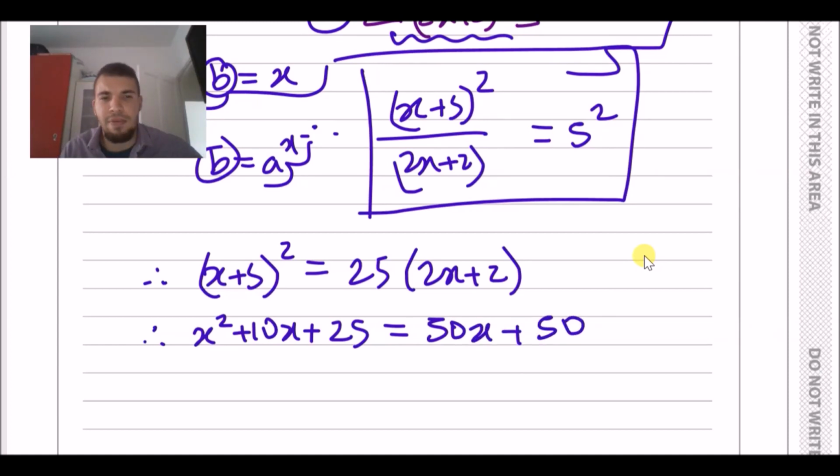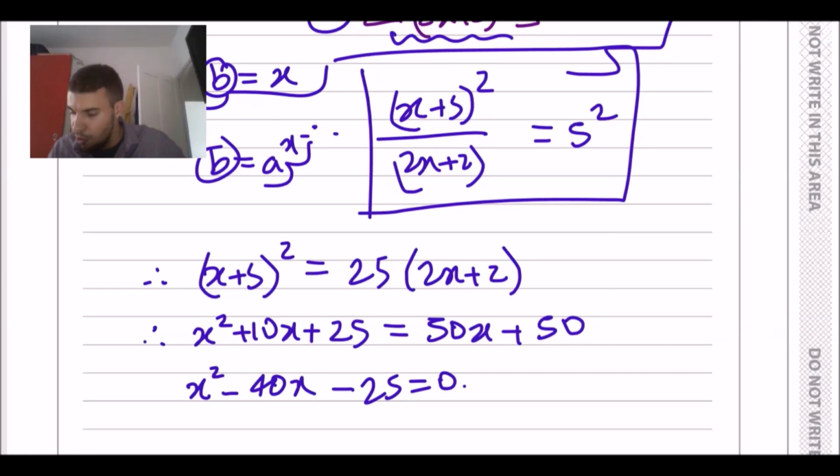Okay, so now we see something. We can see that we're producing a quadratic equation, yeah? So we've got an x squared term, a regular x term, and a number term. Let's throw everything on the other side, yeah? So I'm going to move this 50x and this 50 to the left. And to do that, we need to subtract them, yeah? So minus 50x across, 10x take away 50x gives us minus 40x. Subtracting 50, 25 take away 50 is minus 25. And that's it, we're almost done.